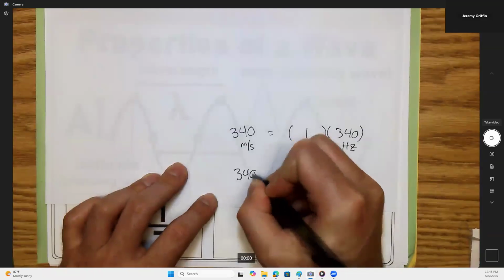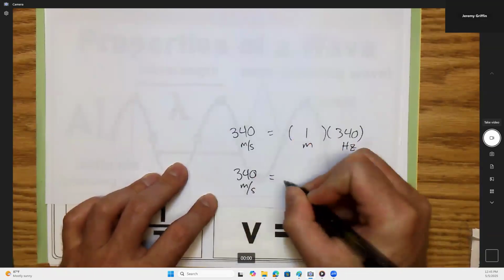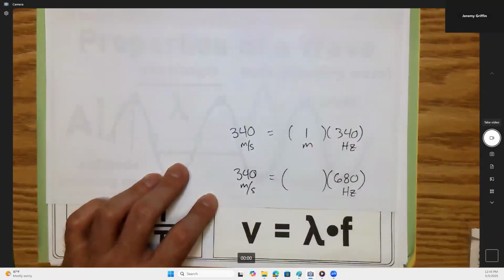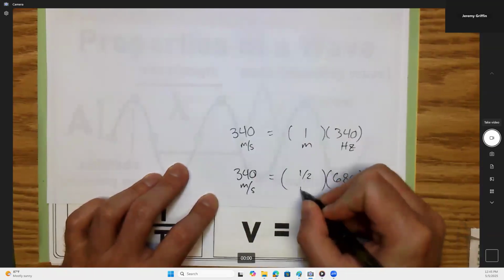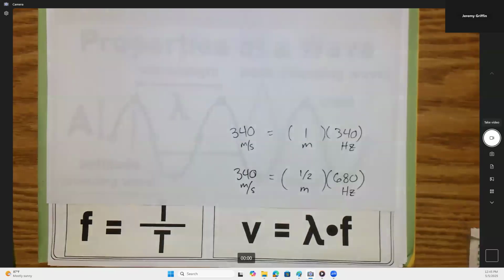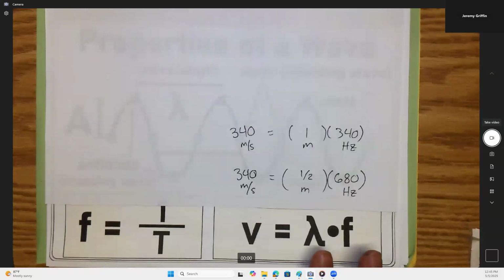Speed's the same. That never changed. So what's the new wavelength? How about half of a meter? You see it? So there's an inverse relationship between wavelength and frequency.